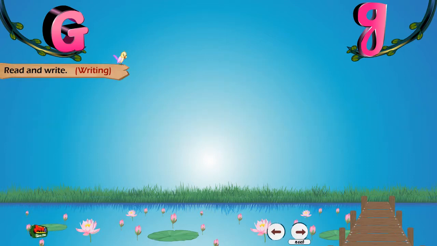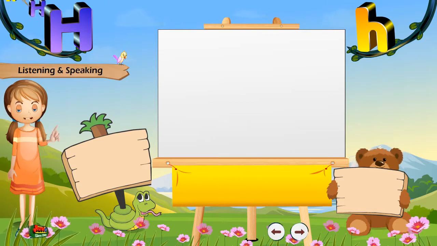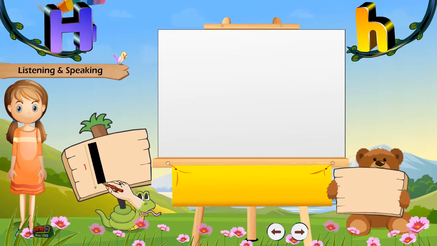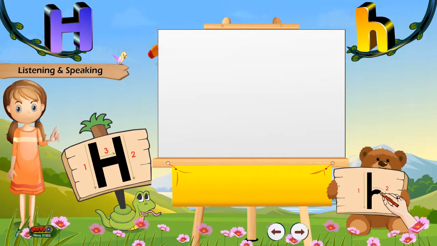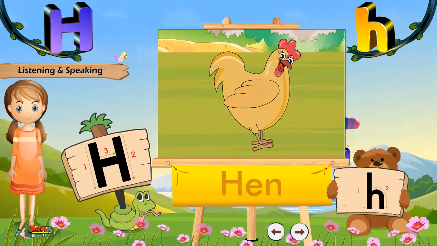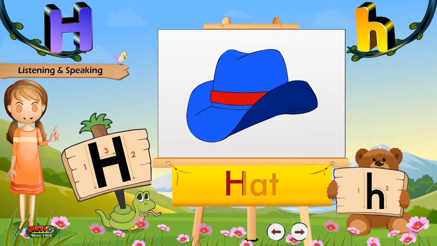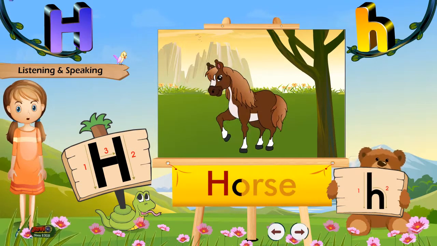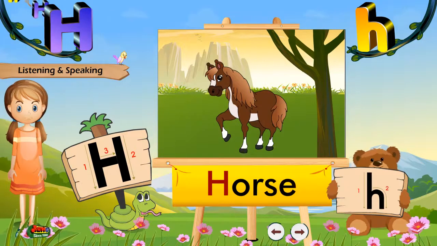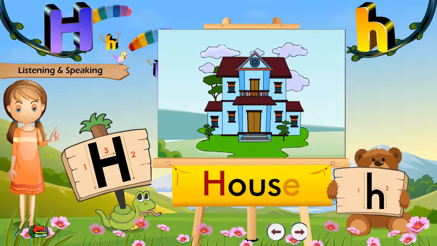Read and write. Writing. Listening and speaking. Capital letter H. Small letter H. Hen. H, E, N. Hen. Hat. H, A, T. Hat. Horse. H, O, R, S, E. Horse. House. H, O, U, S, E. House.